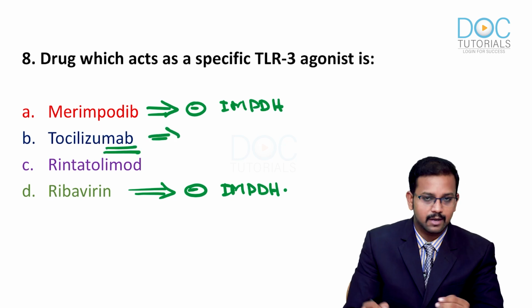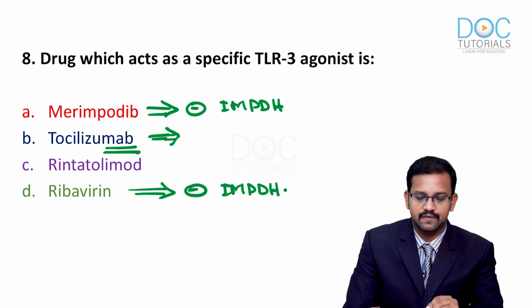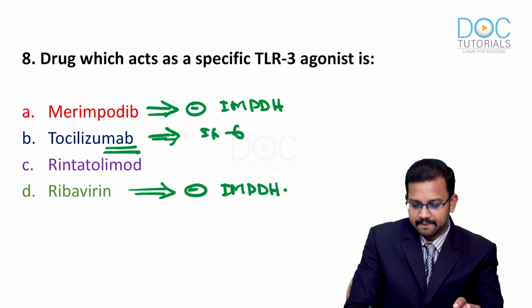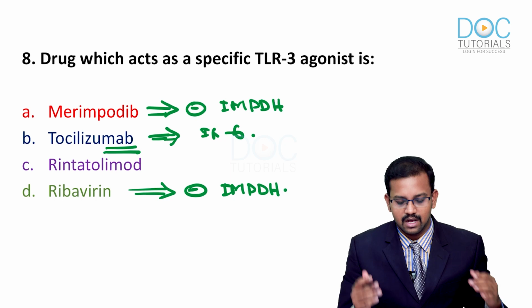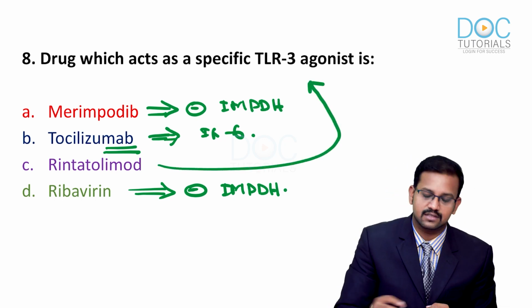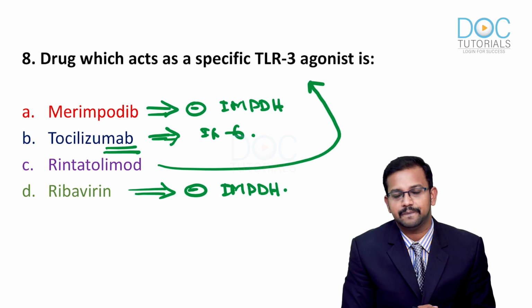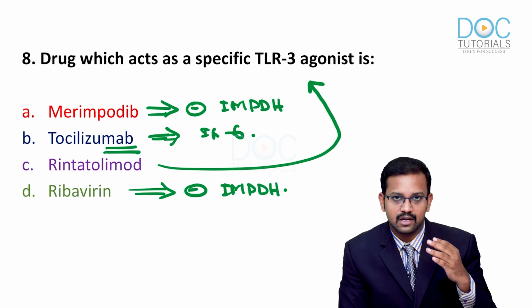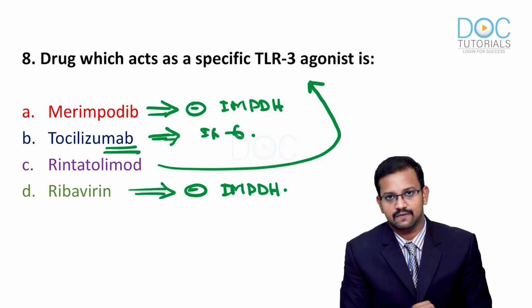Tocilizumab is a monoclonal antibody, which is obvious here, against interleukin 6. Rintatolimod is the drug which is a toll-like receptor 3 agonistic agent. That is the mechanism of this drug, and all these drugs are currently being applied and used for SARS-CoV-2 infections.